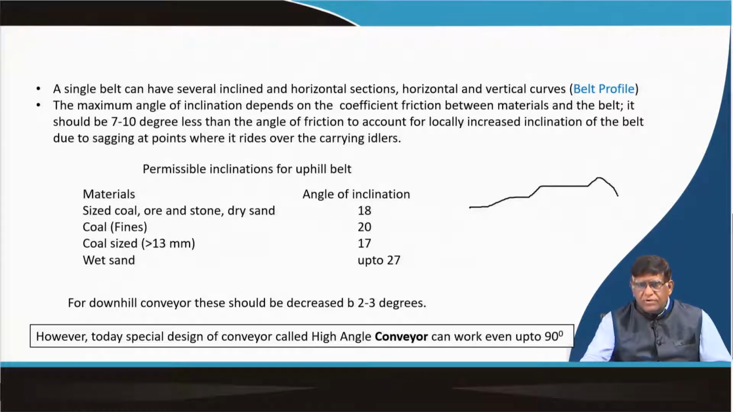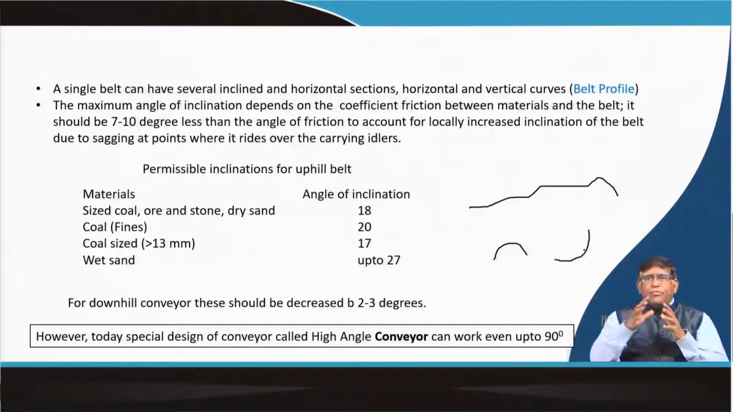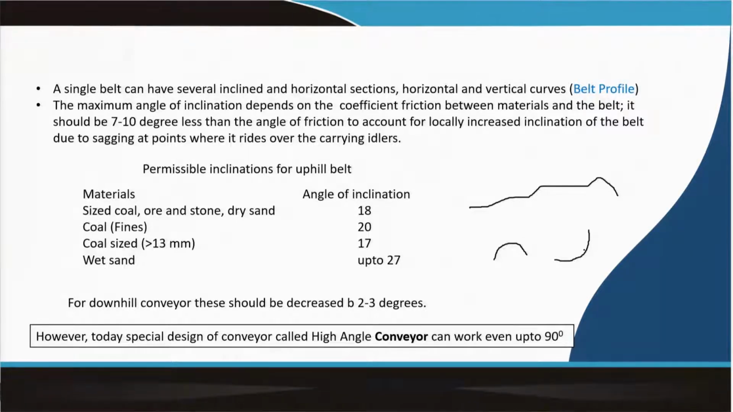It can have a curve also, and this curve can be a vertical curve or a horizontal curve. So, the profiling of a conveyor belt can be of any sort. That is why this machine is used in underground mines as well as in open cast mines, as you have the flexibility of designing it to negotiate different situations.